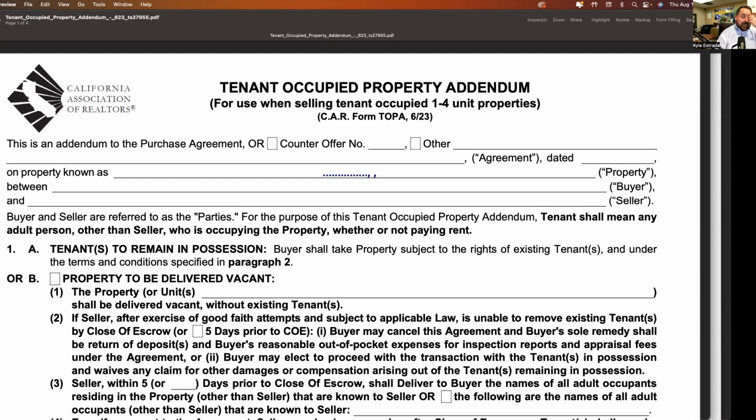Okay. So this is the last one. This is it, and then we'll be done and we'll move on to something new. So they added in this. You guys know this tenant occupied property addendum is required for any property that you use a residential purchase agreement that has tenants, right? Whether it's a single family or it's 3 units or 4 units or whatever. For use when selling tenant occupied 1 to 4 unit properties. I have to provide this tenant occupied property addendum whether the tenant is staying in possession after close or we're going to vacate. I have to include this no matter what. It's required. Okay. It talks about it. Here it is.